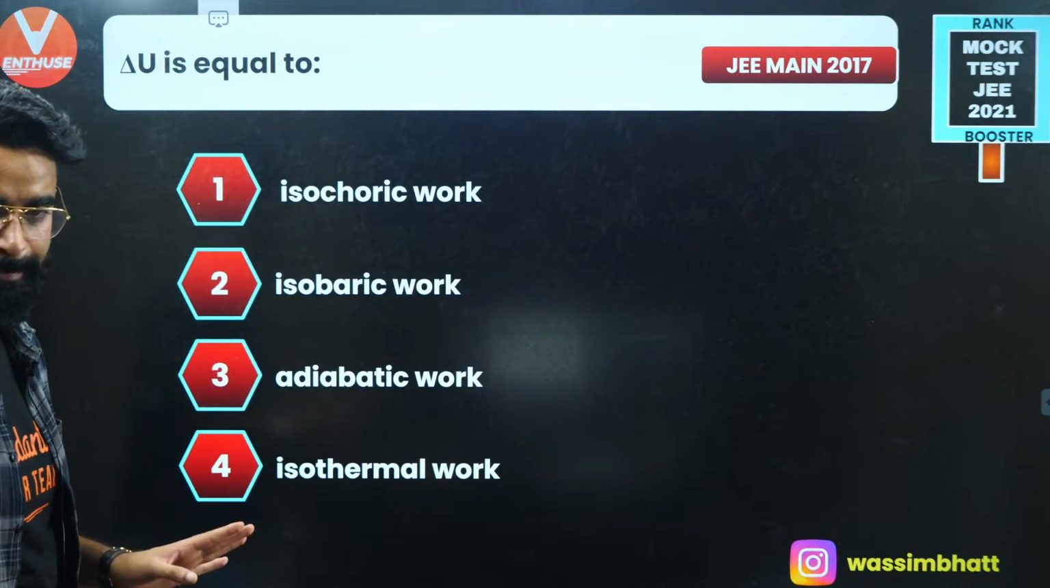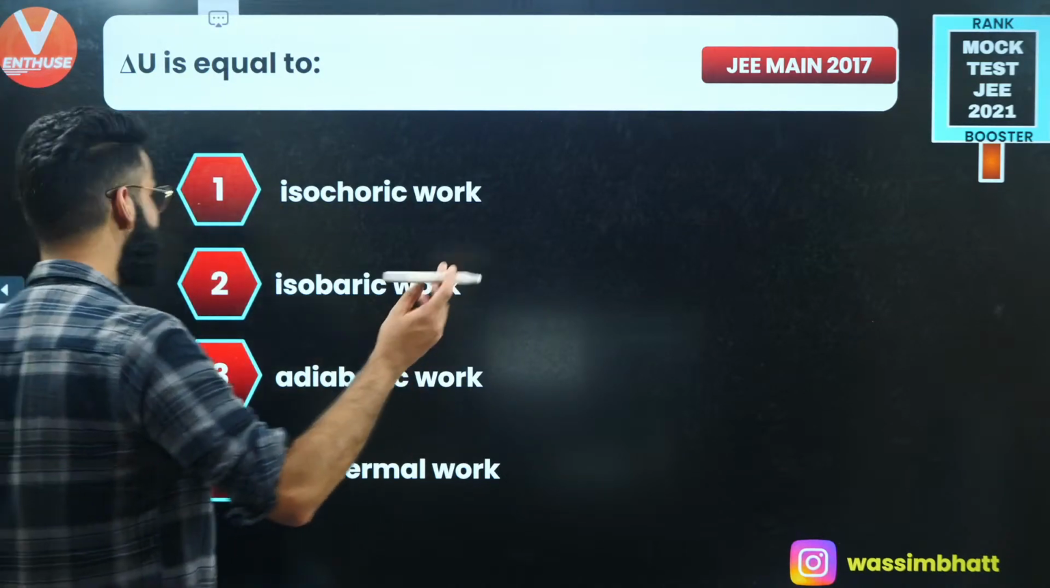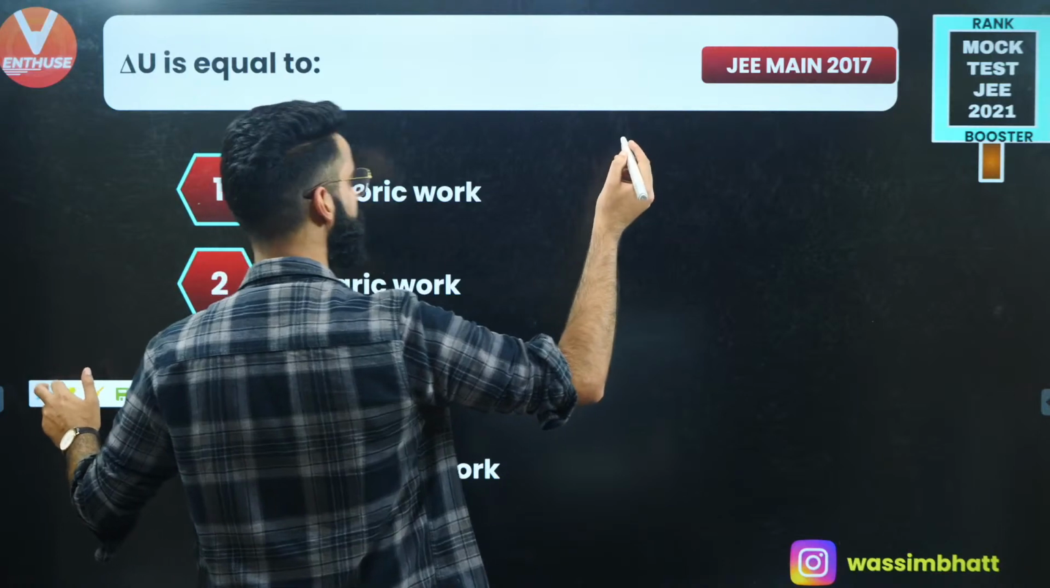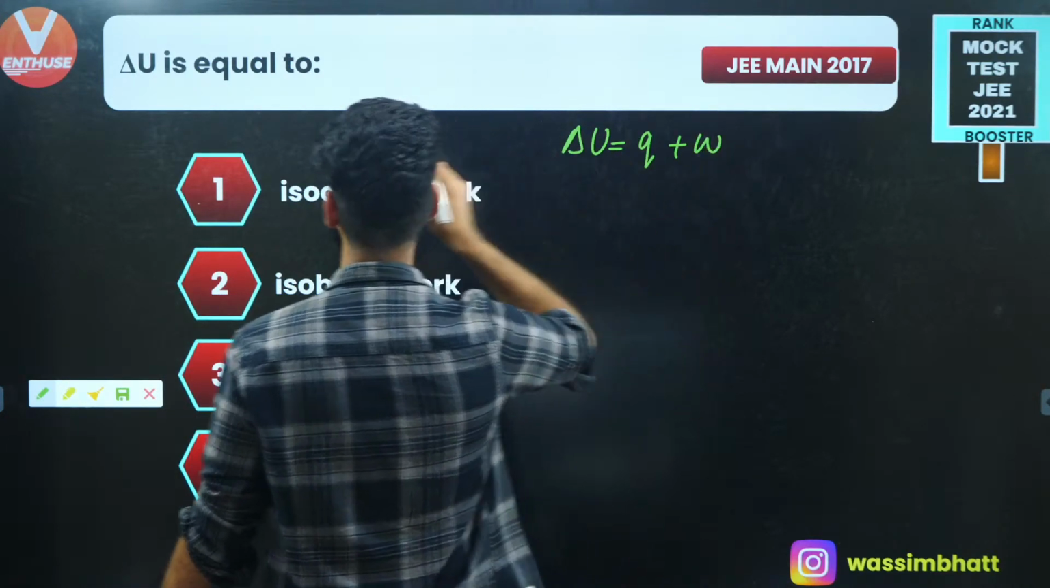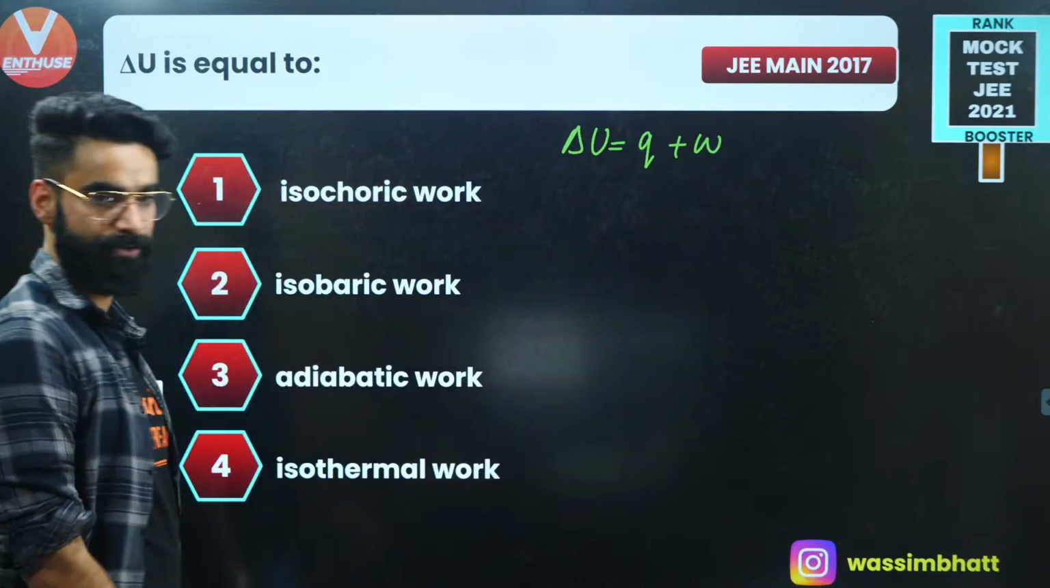What do you think? See guys, just use the first law of thermodynamics. As per the first law of thermodynamics, delta U is equal to Q plus W, right? Yes, delta U is equal to Q plus W.